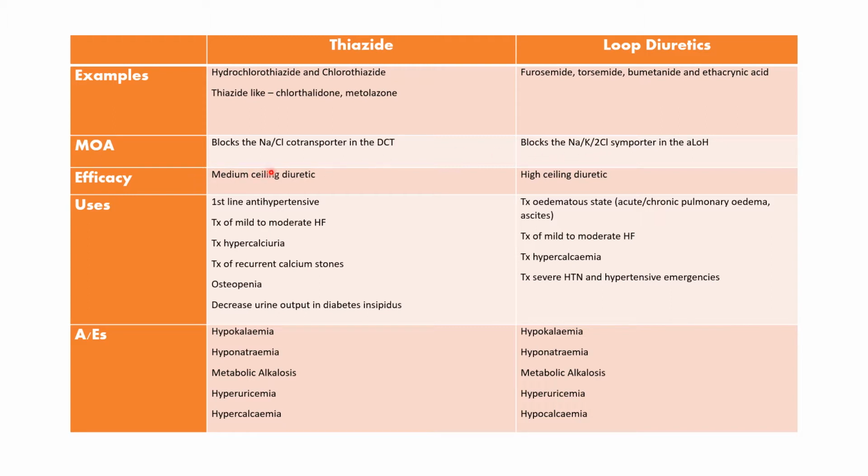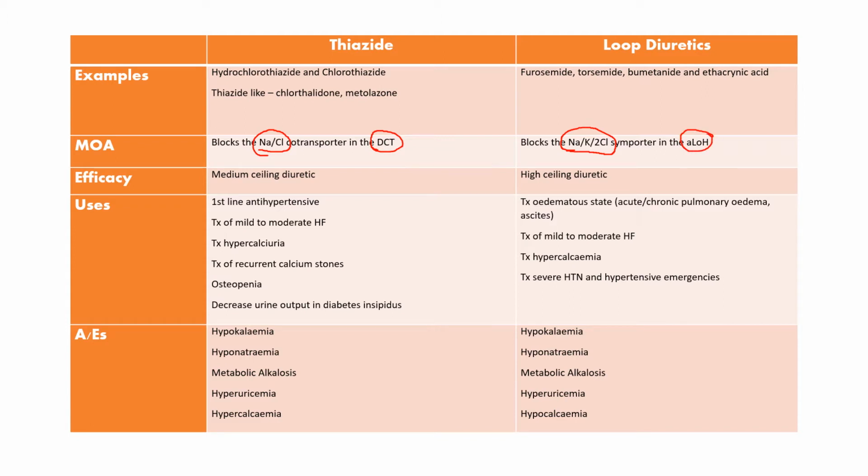So mechanism of action: thiazides block the sodium chloride co-transporter in the distal convoluted tubule. So the most important thing to remember here: they block the sodium chloride co-transporter in the distal convoluted tubule. Whereas the loop diuretics block the sodium potassium 2-chloride symporter in the ascending loop of Henle.